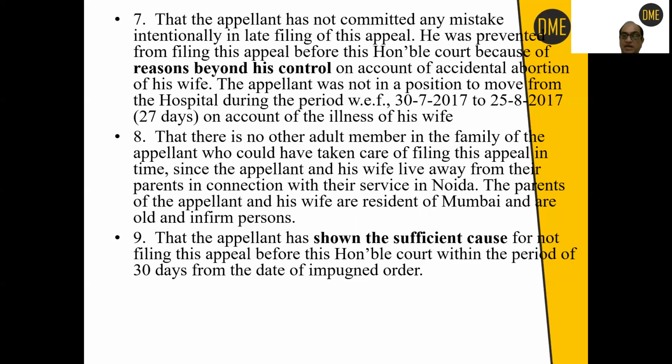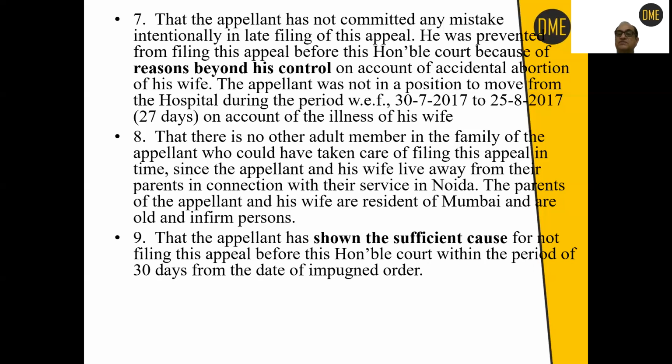Now the appellant is pleading, you are supposed to mention this fact in your application, that the appellant has shown sufficient cause for not filing this appeal before this honorable court within the period of 30 days from the date of the impugned order. The period of limitation, as I told you, is 30 days for filing a first appeal before the court of district judge.